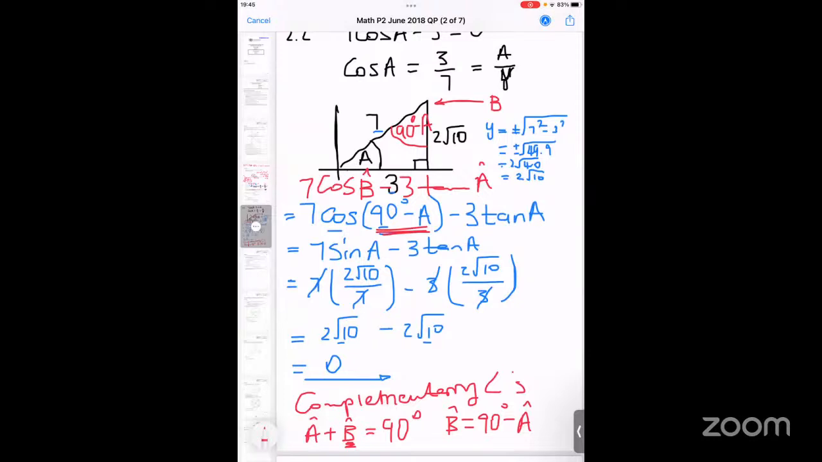Even if you Google complementary angles, they say either of two angles whose sum is 90 degrees. So when you add them together, they must give you 90 degrees. Then you can play around with them.